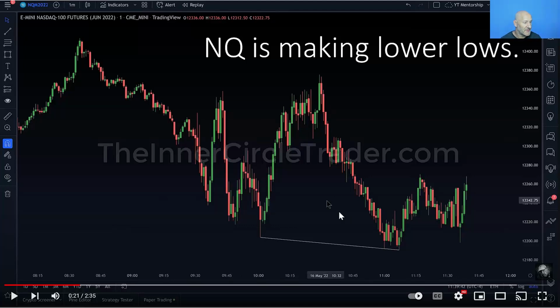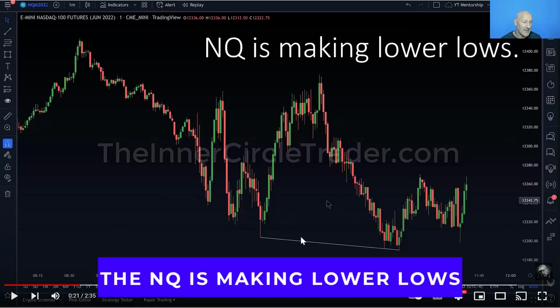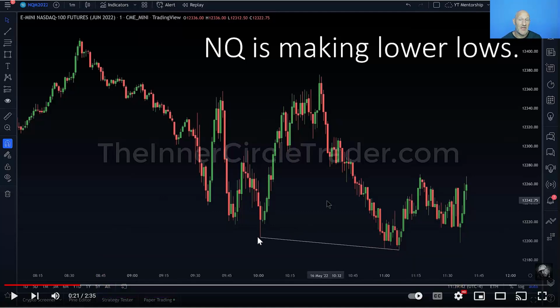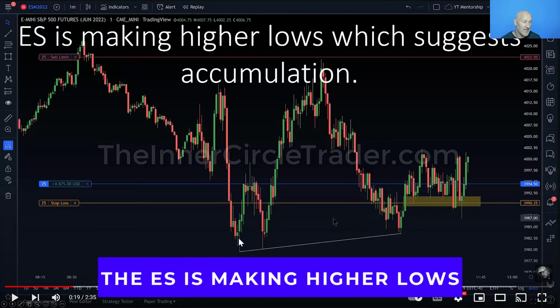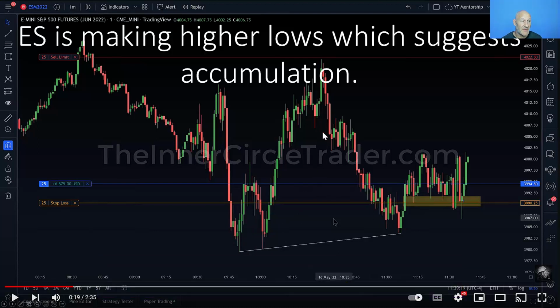And what you'll notice from this 1-minute chart is we have the NASDAQ basically painting a lower low. So you can see we have this swing low here and these lows here, and these lows here obviously lower than these, which means the NQ or the NASDAQ is making lower lows. Now in comparison, we can look at these lows here and you can see that the ES or the S&P is actually making higher lows. And the reason why this is important is this would suggest that the ES is actually accumulating long positions.